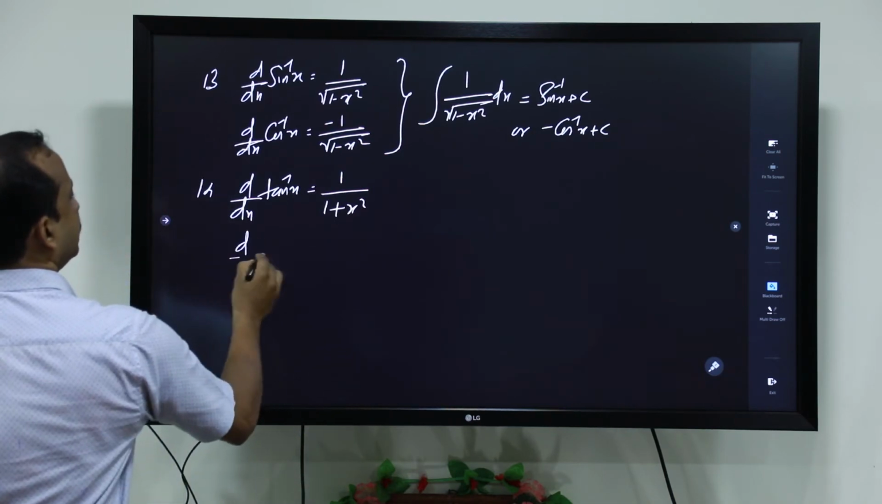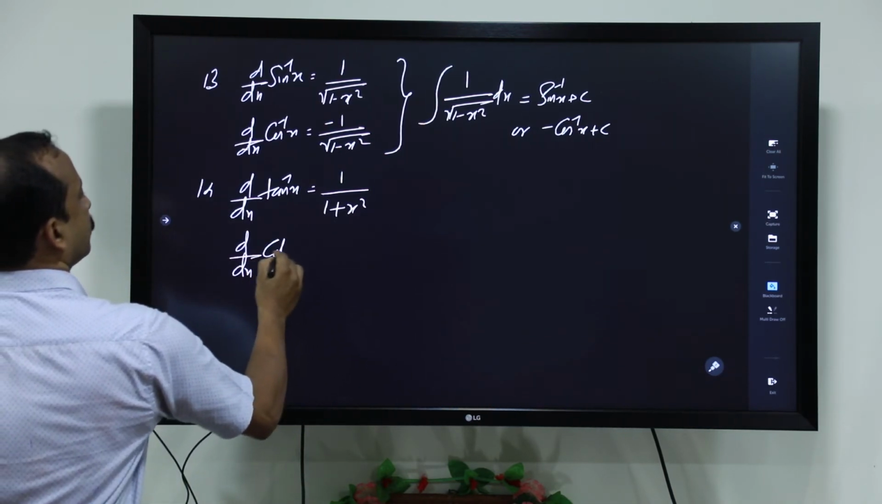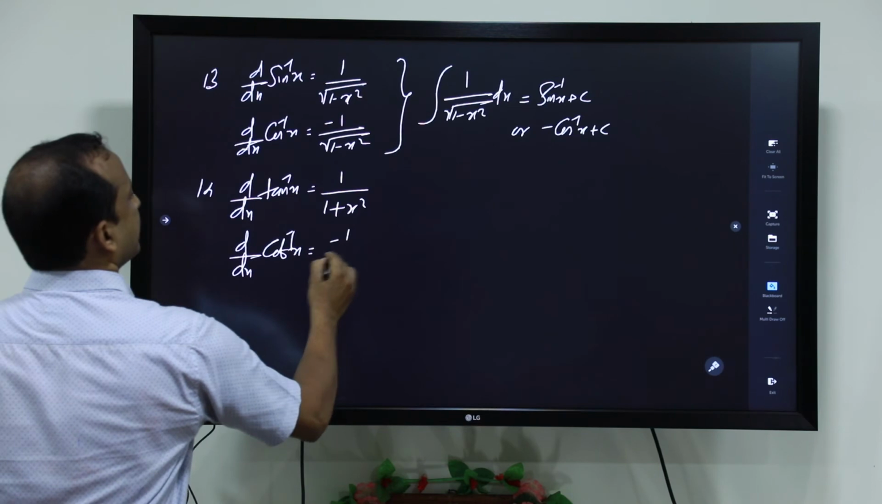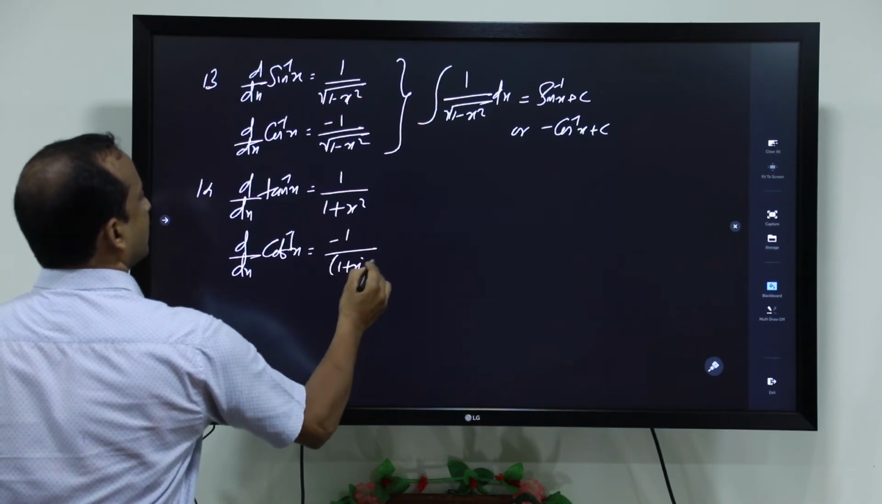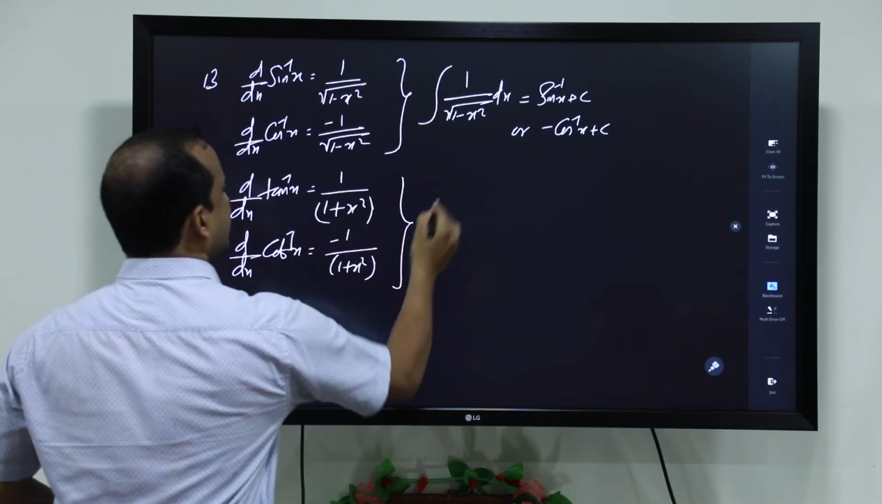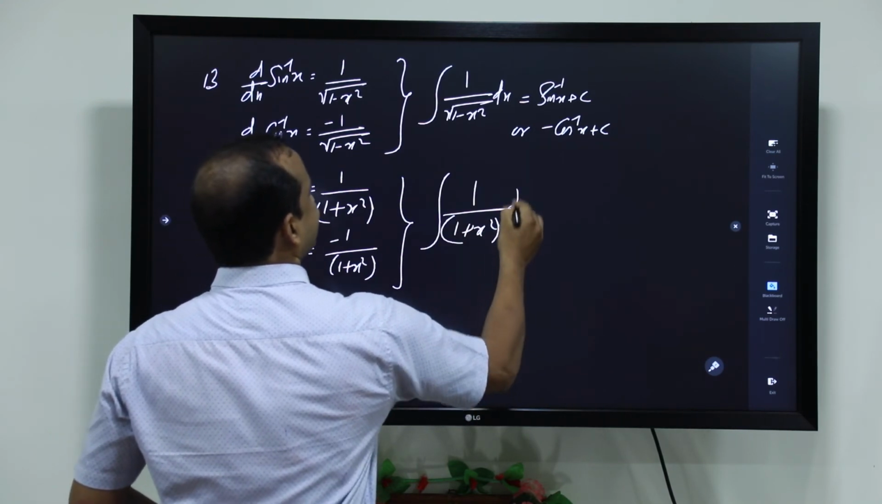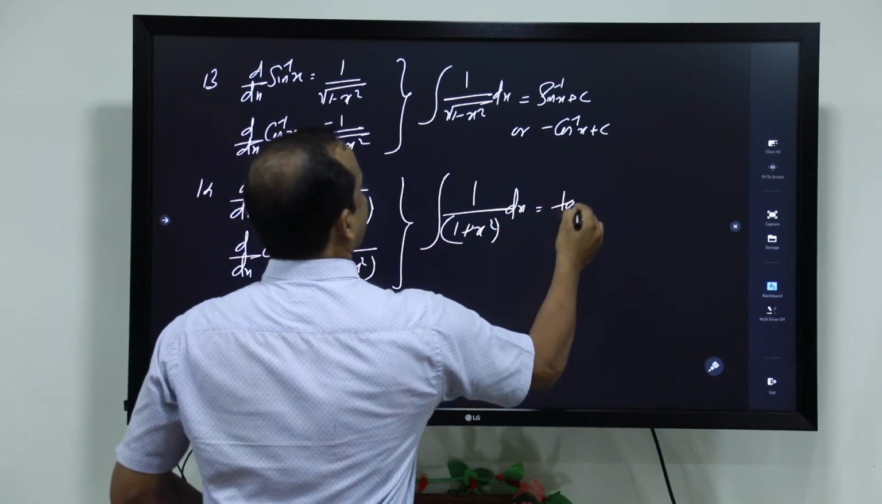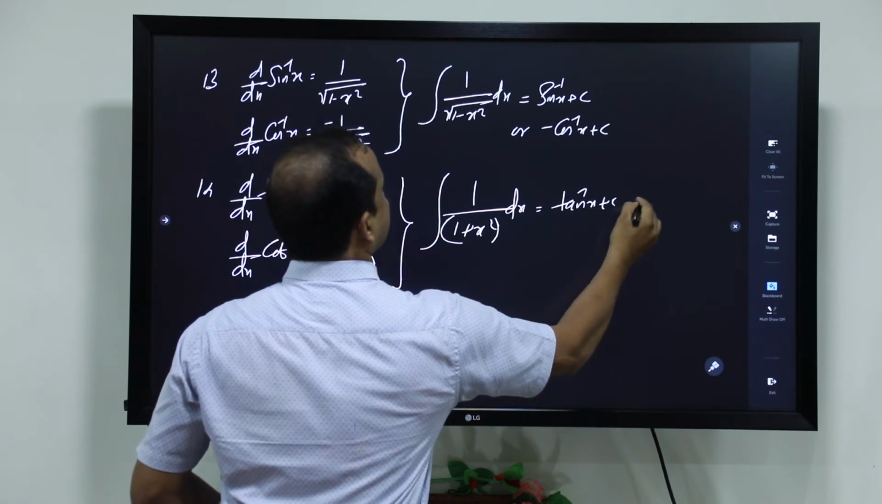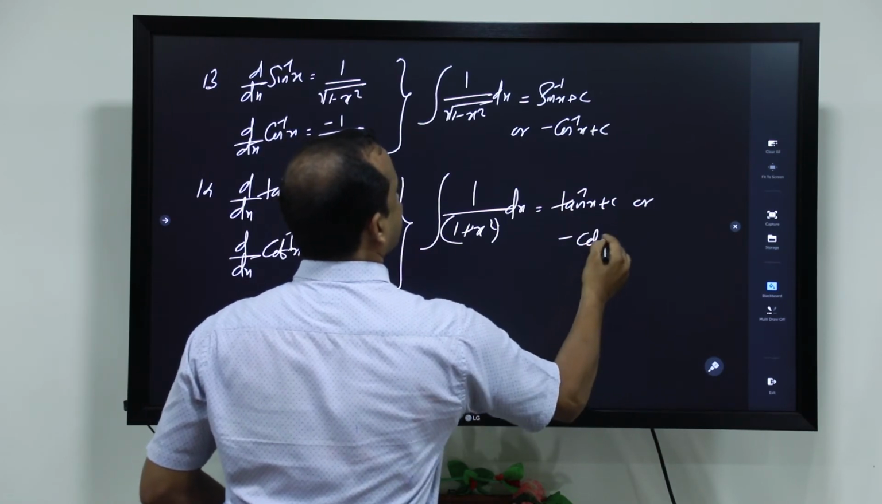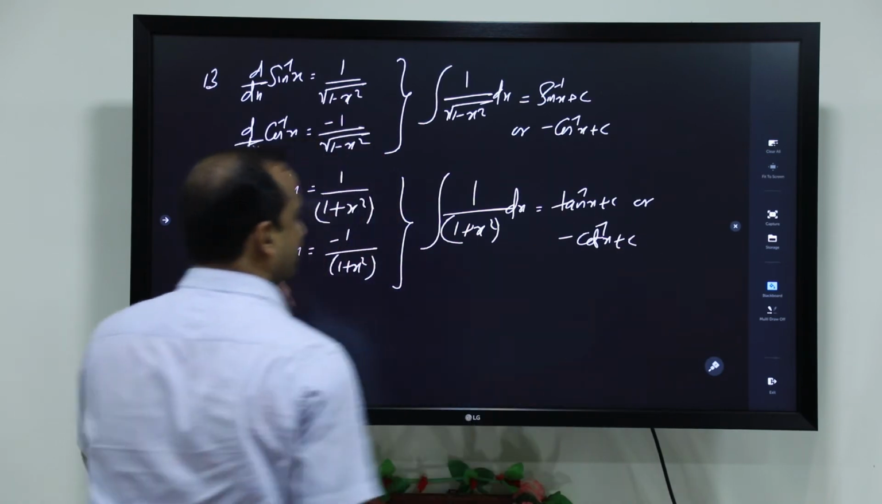Then d by dx of tan inverse x, answer is 1 divided by 1 plus x square, and d by dx of cot inverse x, answer is minus 1 by 1 plus x square. In these two cases, integral of 1 divided by 1 plus x square into dx, answer is, first is tan inverse x plus c or minus cot inverse x plus c.